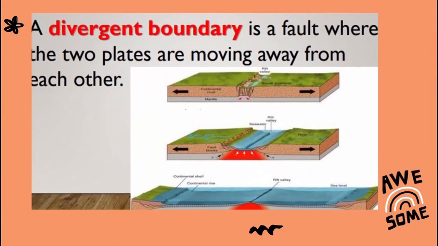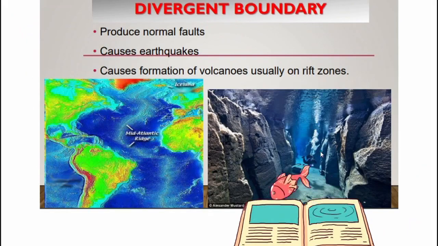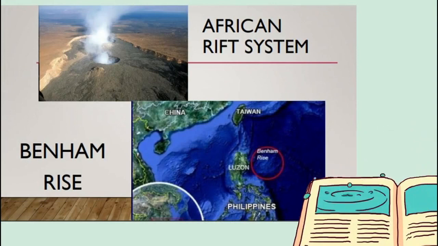Now let's talk about diverging plates or the divergent boundary. Divergent boundary is a fault where the two plates are moving away from each other. Look at this illustration. So, as pressure from the mantle occurs, two plates are moving away from each other and fault valley can be formed, like when you look at it closer.